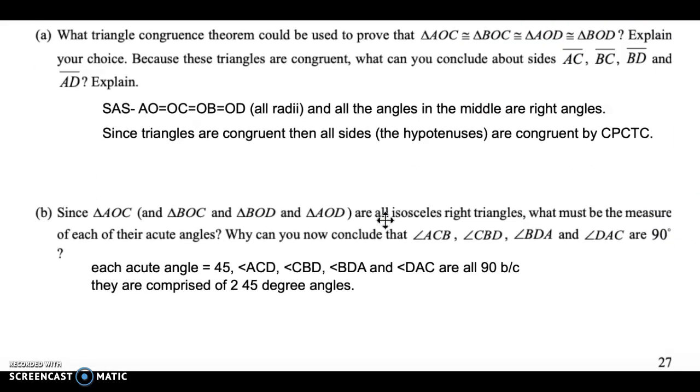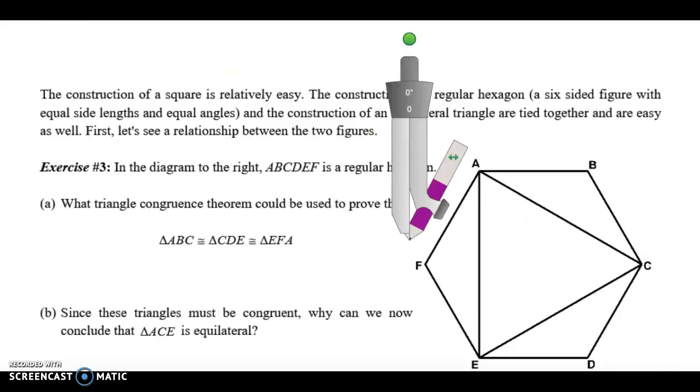That makes all those angles of the square 90 because they are comprised of two 45-degree angles. All right? But also, what I said in the beginning, that the diagonals of a square are perpendicular bisectors, therefore that is why that has to be a square as well. So on the next page, we are going to do an equilateral triangle and a hexagon. They are just as easy, a little similar, but a tiny bit different. So construction of a square is relatively easy.